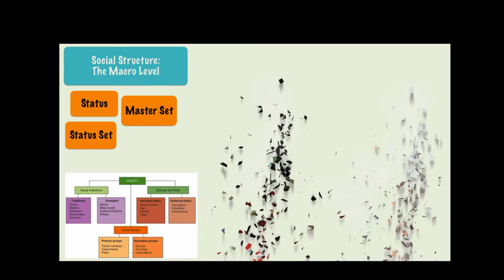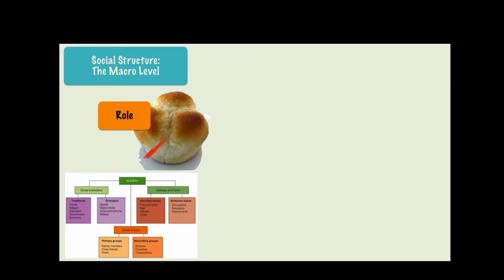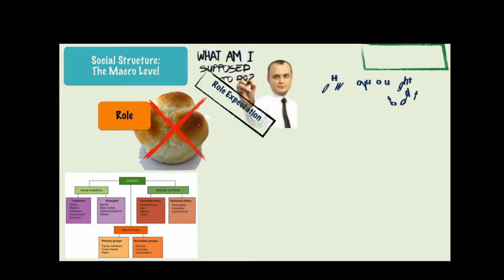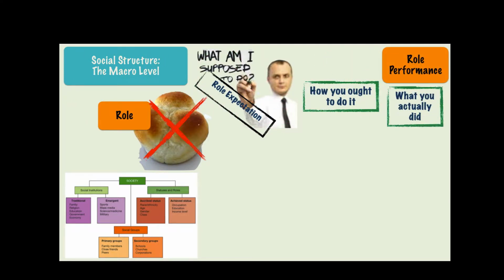So let's look at some of the other defined terms. Role. A set of behavioral expectations associated with a given status. We occupy a status, we play a role. Now, role expectations are a group or society's definition of the way a specific role ought to be played. When you take on the role of a student, you have role expectations, and then the next piece will be role performance, how a person actually plays the role. Role performance doesn't always match role expectations.